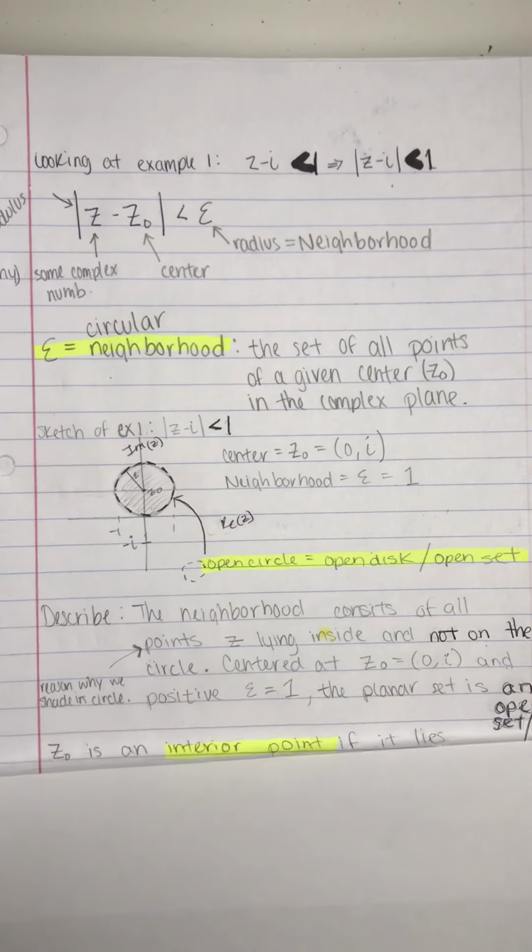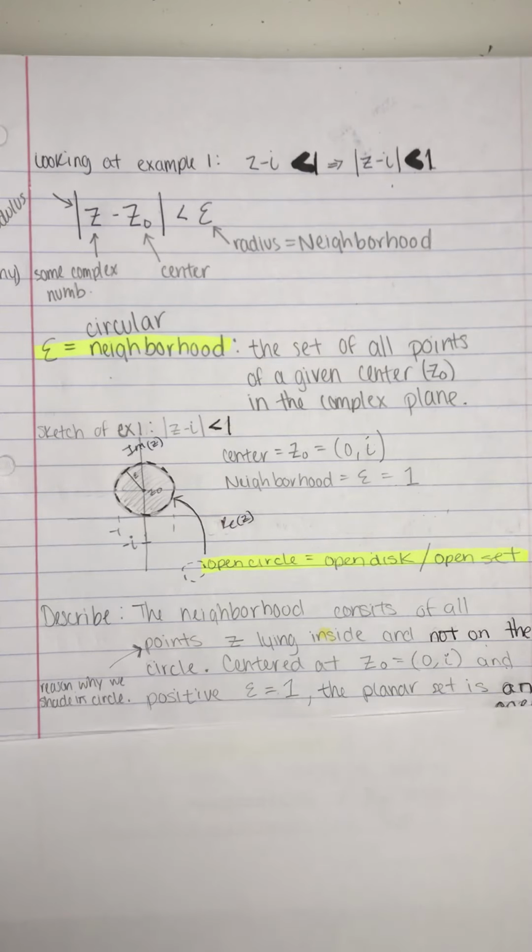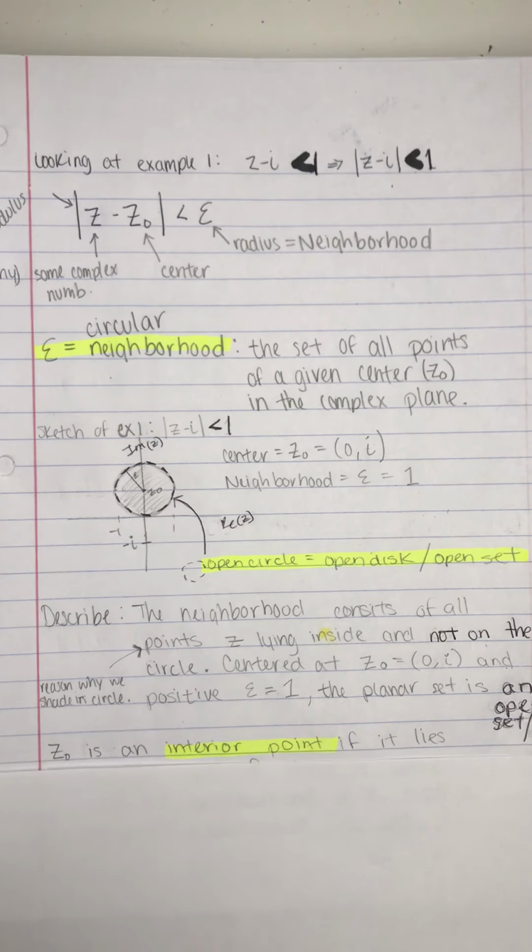To be able to describe this image properly, we are going to say that the neighborhood consists of all points Z lying inside and not on the circle. So the set is centered at Z sub 0, which is 0i, with a positive neighborhood, which equals 1. And the planar set is an open set or disk.